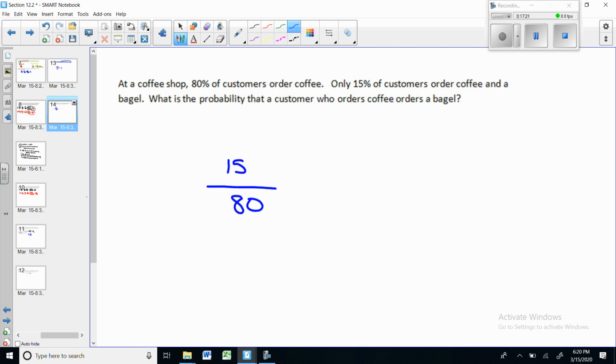So what's the probability that the customer who orders coffee also gets the bagel? Well, what we're going to do again is take that 15 out of 80 and simplify it down. And that probability comes out to 3 out of 16. So for every 16 people who buy a coffee, 3 will also buy a bagel.